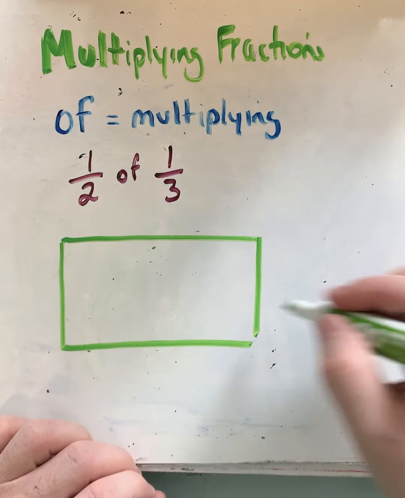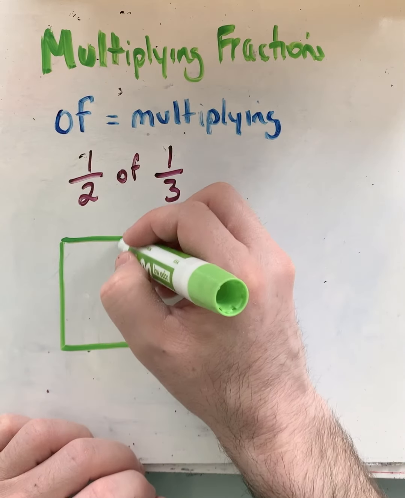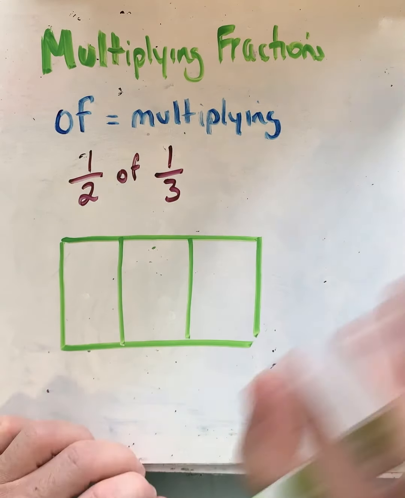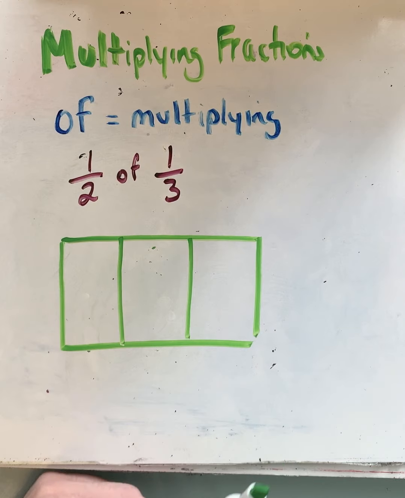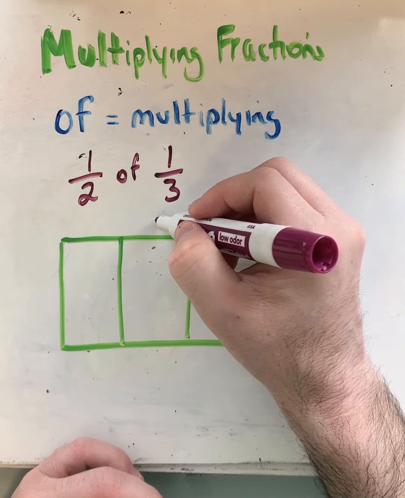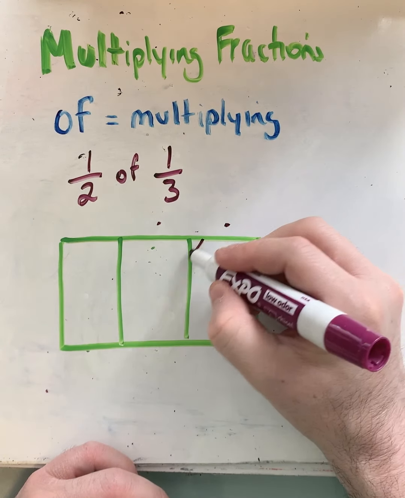So it doesn't matter. You can go horizontally or vertically. I'm going to go vertically and I'm going to split this box into thirds. It doesn't matter if it's perfect. Now, this is 1/3, 1/3, and 1/3. One of these thirds I'm going to color in.